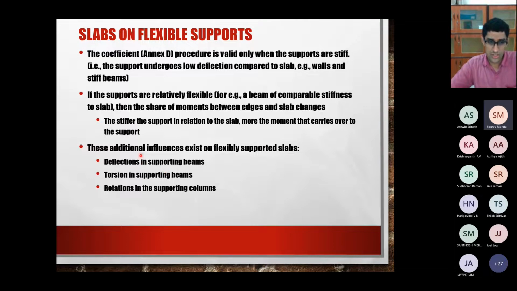So in such cases, you have these additional influences or these additional changes, meaning you will have a noticeable deflection in the beams as well. Because the slab is attached to the beam, the moment caused on the edge of the slab may cause a torsion on the beam, and the column which is supporting the particular beam may have a certain moment or a rotation also. Okay, so all these things start coming into the picture if you have flexibly supported slabs.